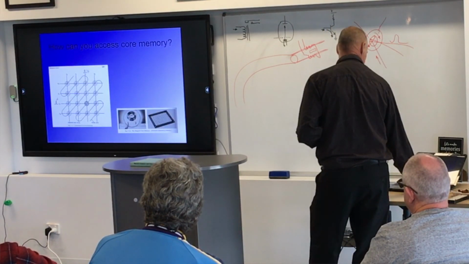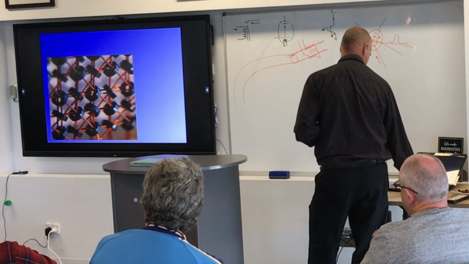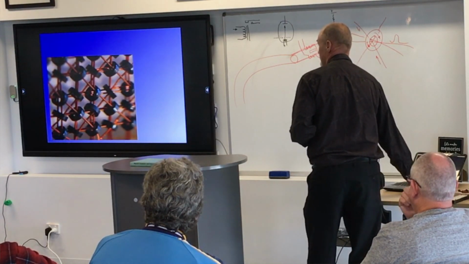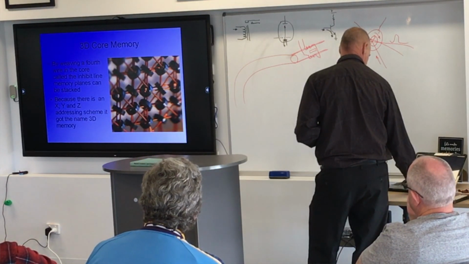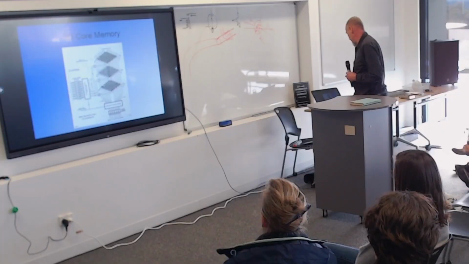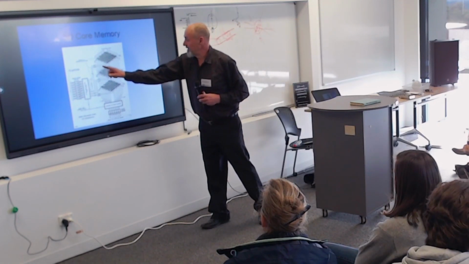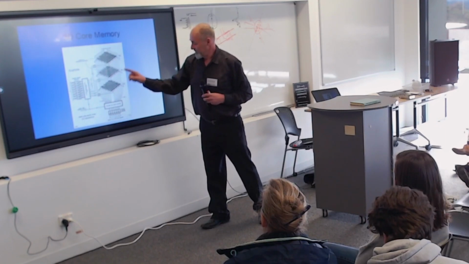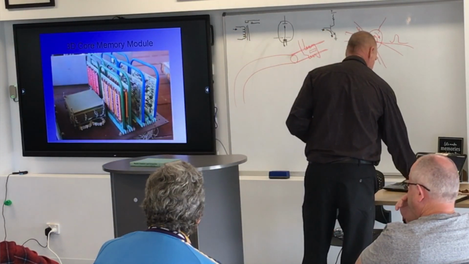And I've talked about how you access them. And that's a 3D core, so there's an extra wire in there. I've already talked about that. So there's our sense and inhibit and our X and Y lines to give us stacked memory for extra density.